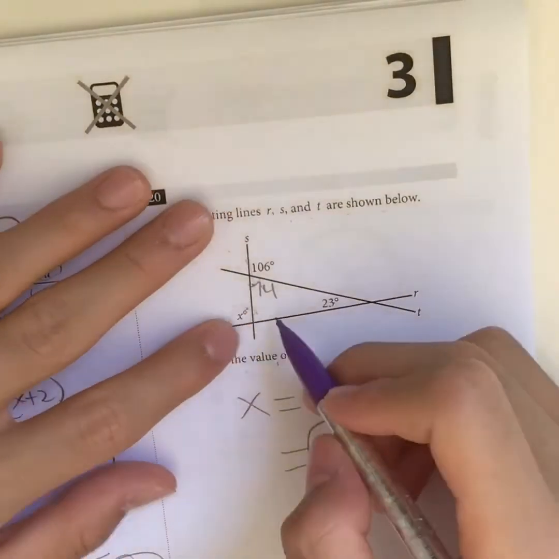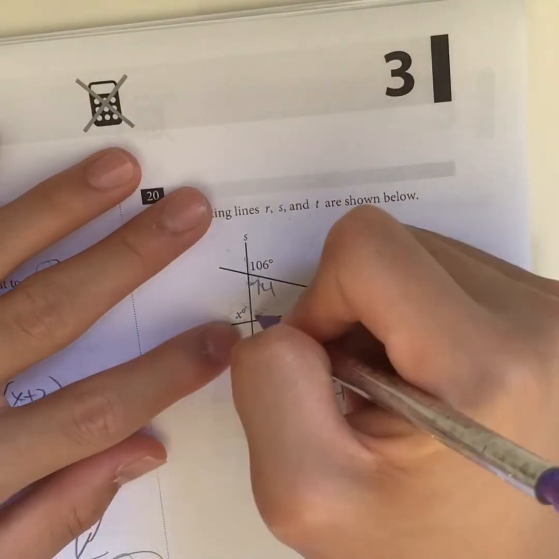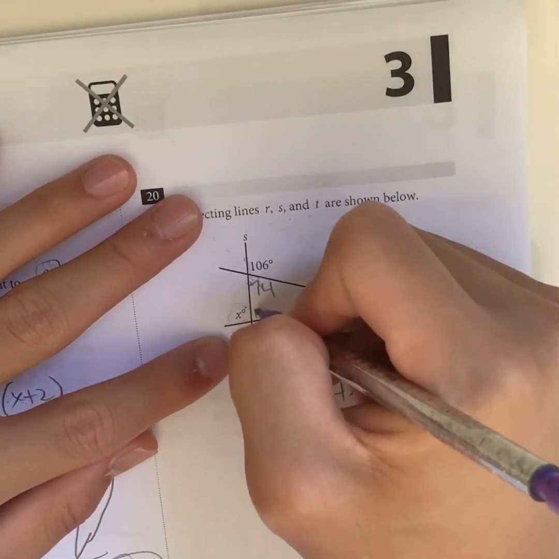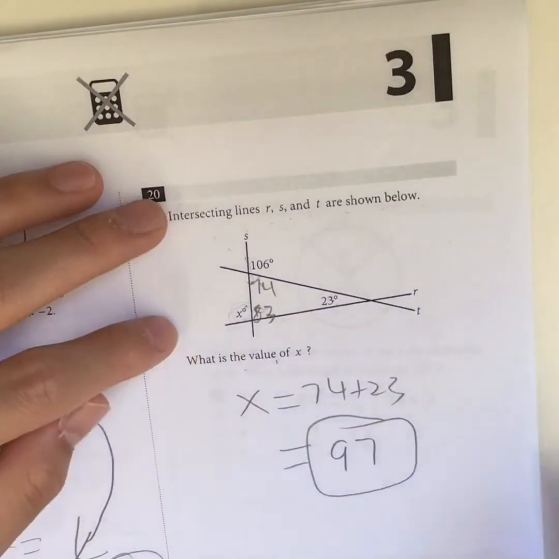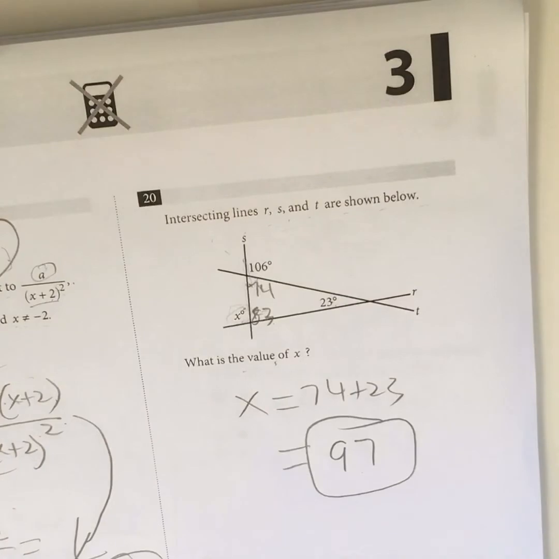But if you do solve for this angle, it's going to equal 83, which also gives you 97 as your answer. So boom, we have all the answers.